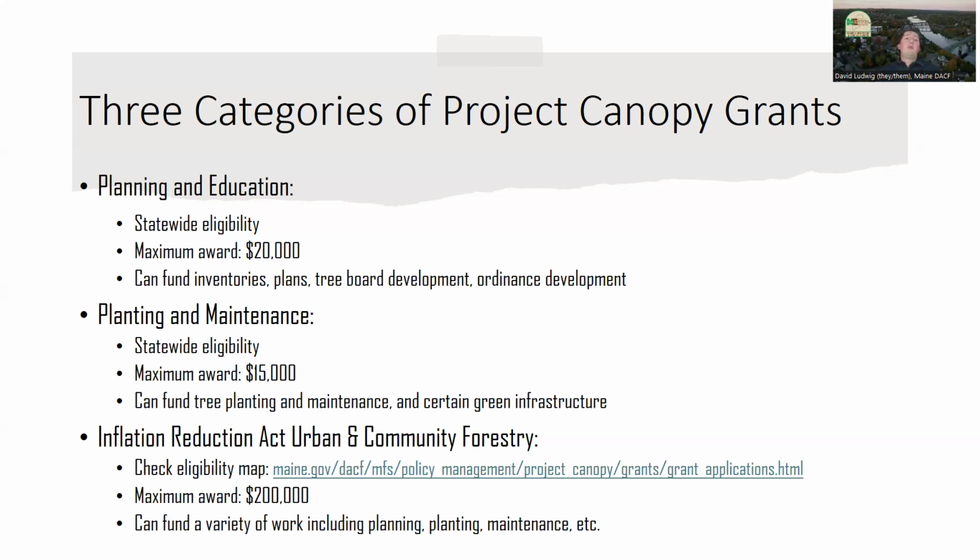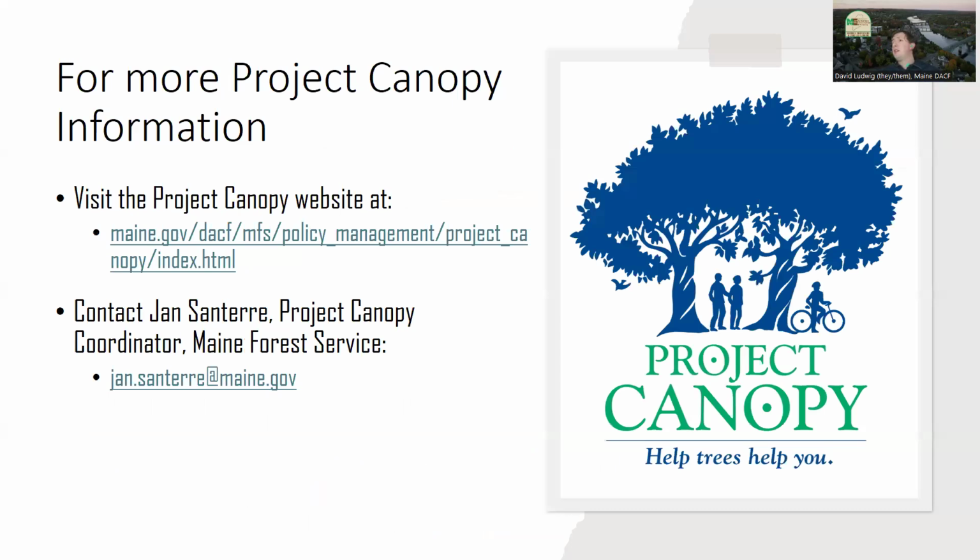So the maximum award size for these grants is much larger, potentially up to $200,000 per award, but there are some eligibility requirements. Maine Forest Service has a map on their website showing which communities or census tracts in Maine are eligible to apply. And these can fund a variety of work, including work that would otherwise be covered by planning or planting and maintenance grants. Next slide, please. I've also included links and contact information if you're interested in learning more about this program. And next slide, please.